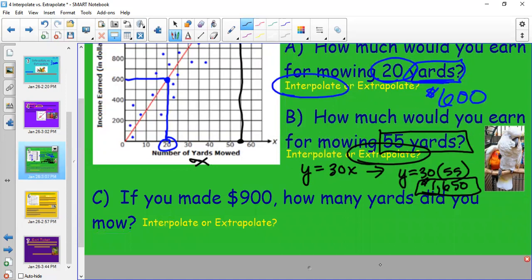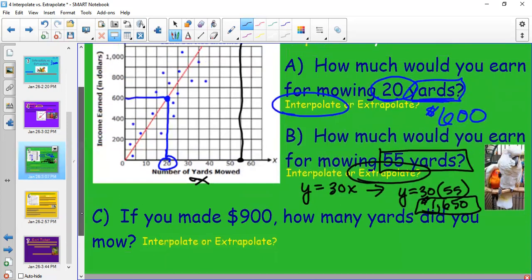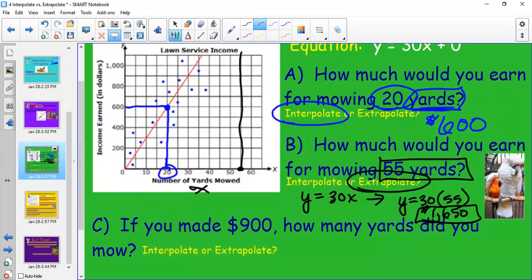All right, question C here. If you made $900, how many yards did you mow? Let's see, $900. I'm looking at dollars this time. 900's right here. Oh, that's nice, I can use my graph. I'm going to go straight down. That was 30 yards. Notice it was inside all of the other points, so this is interpolation.